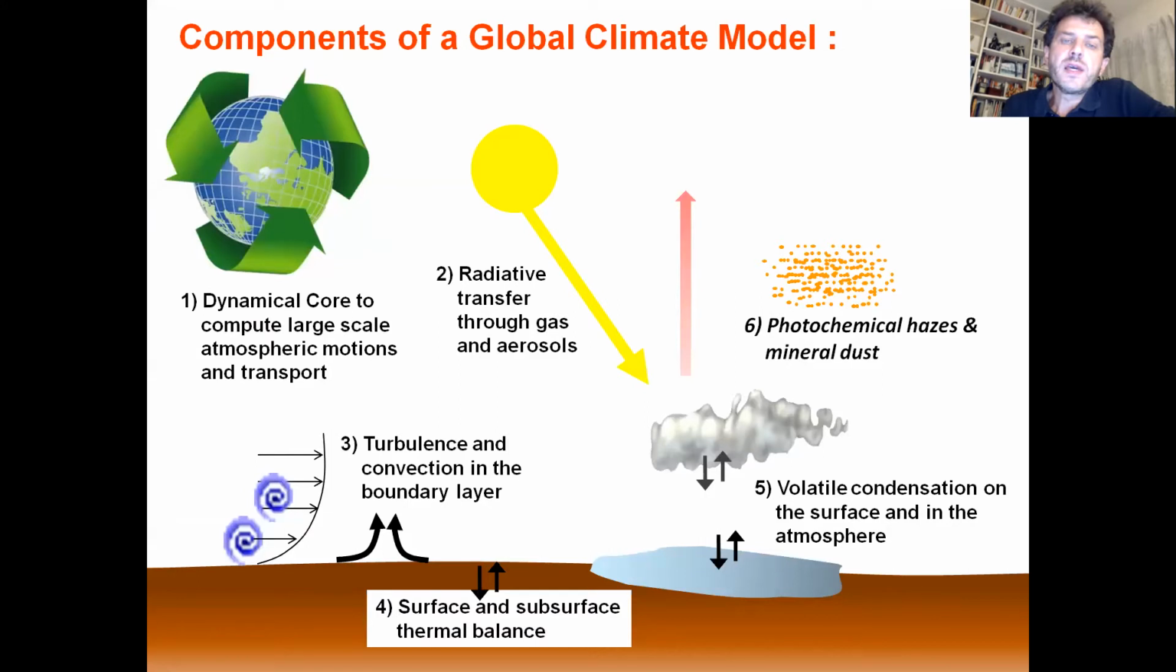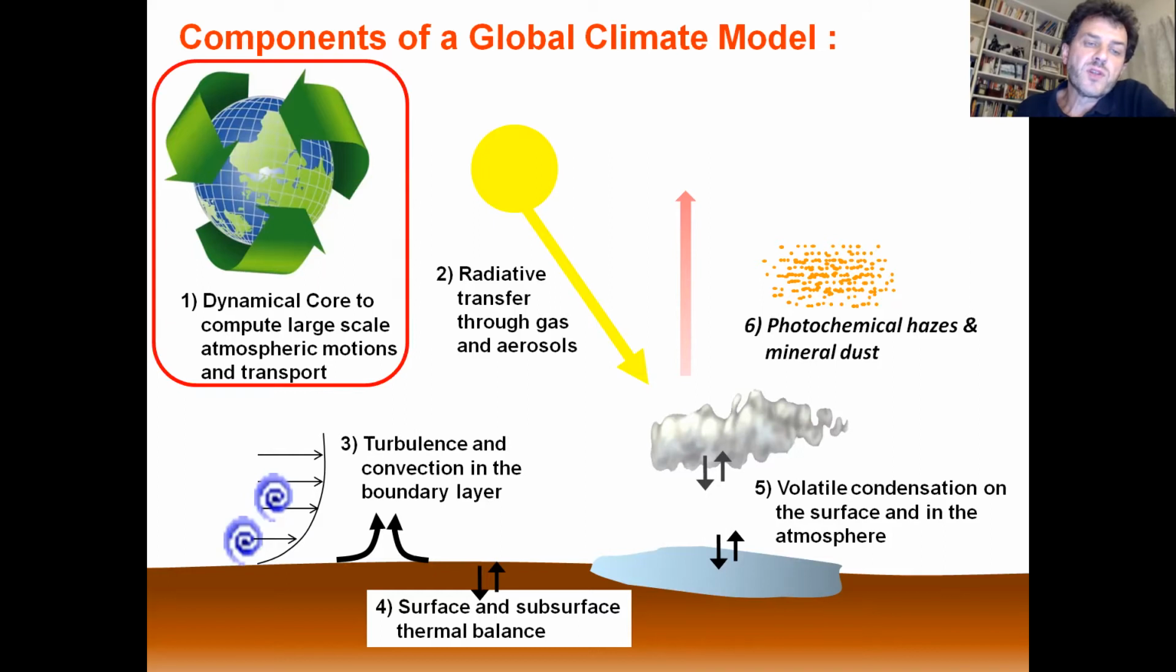So how is this generic global climate model designed? Like every GCM, we have different components, like a dynamical core to compute large-scale atmospheric motion and transport. And at every grid point of this dynamical core, we have to solve all the physics: the radiative transfer, the subgrid scale dynamics like turbulence, the thermal and subsurface thermal balance, the condensation of volatiles, the aerosols, and so on, and so on, and so on. So let me give you some details about that.